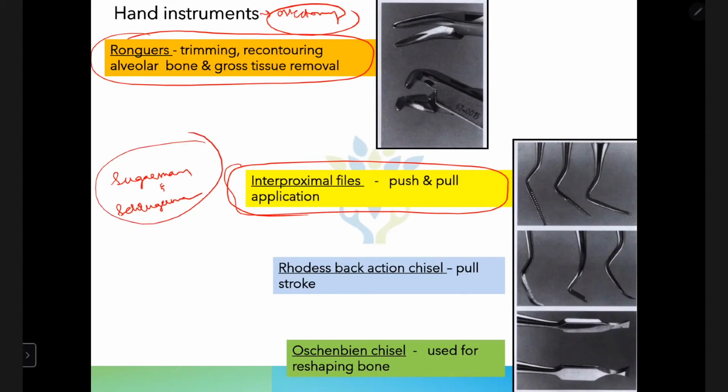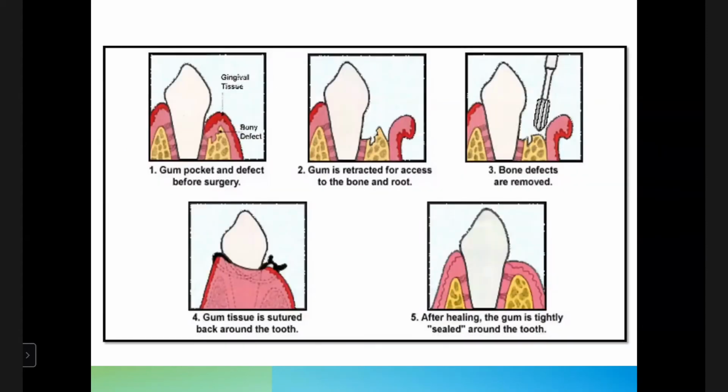Next, we have the Rhodes back action chisel that is used with the pull stroke. We have the Oschenbein chisel, which is used for reshaping the bone. So we have the hand instruments and the rotary instruments. Now I'll just give you a brief idea of what is osseous surgery, just step by step.